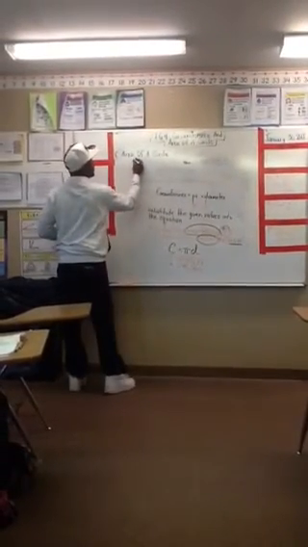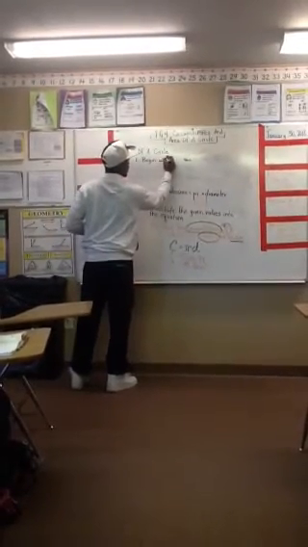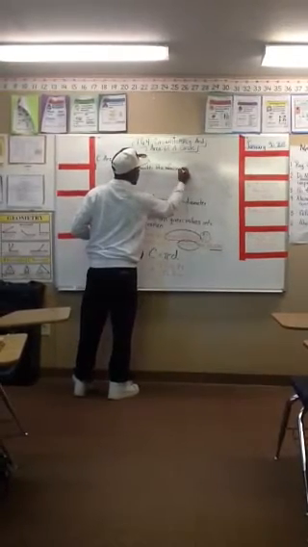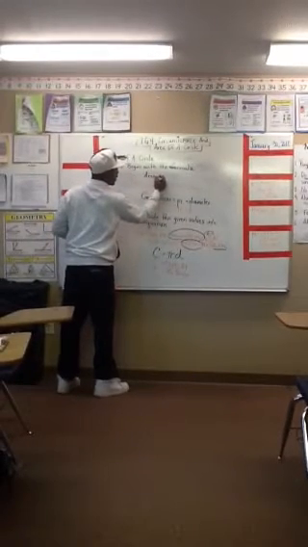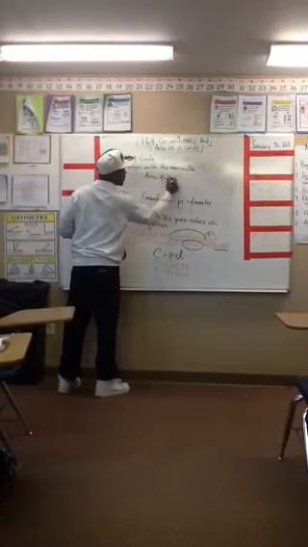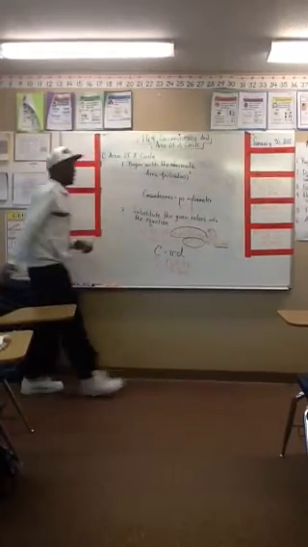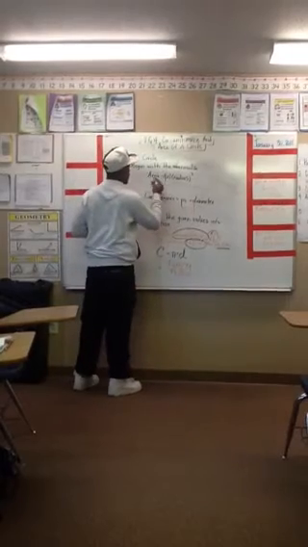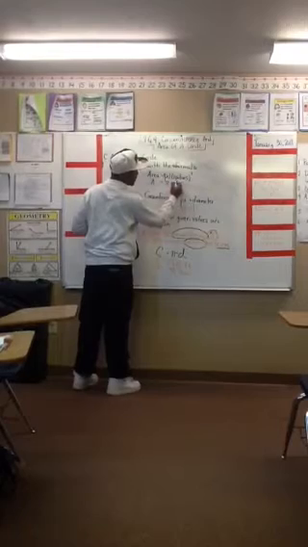Area of a circle. Begin with the what? Begin with the formula. So the formula is area equals pi times radius squared. But you're going to write it like this: A equals pi radius squared.